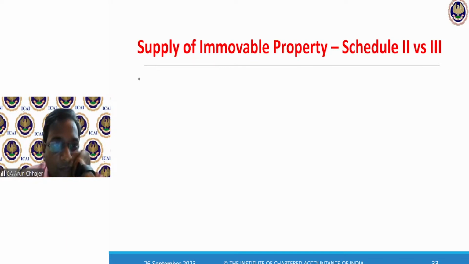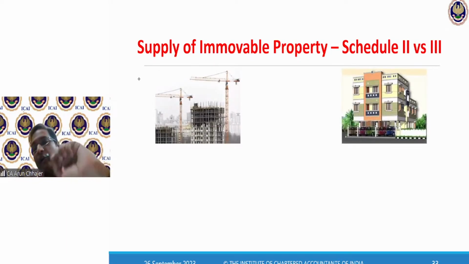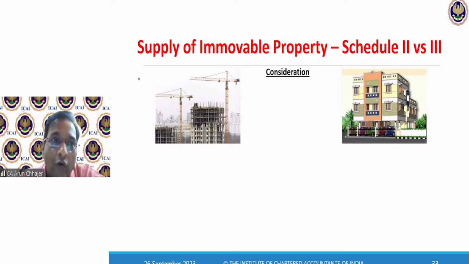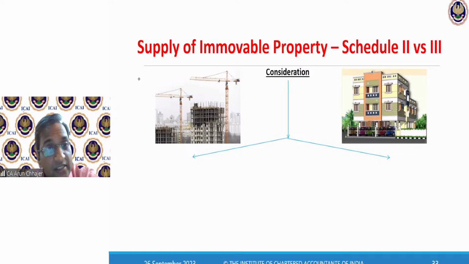Now, there are two pictures. You can see these two pictures. One is under completion. Second is completed. Now, one has sold the immovable property. Whether the sale is before completion or after completion, who or what is the deciding factor?